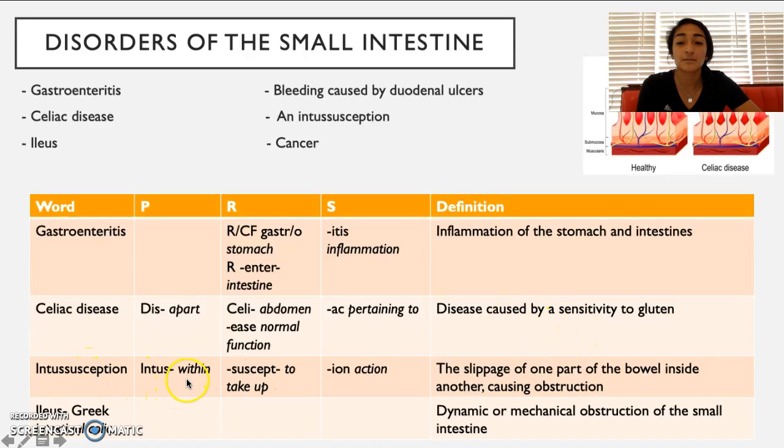Intussusception, intus, the prefix meaning within, and the root suscept, to take up. The suffix ion meaning action, and the definition: the slippage of one part of the bowel inside another causing obstruction. And ileus, which is Greek for intestinal colic, the definition is dynamic or mechanical obstruction of the small intestine. And that's all for the digestion of the stomach and small intestine.